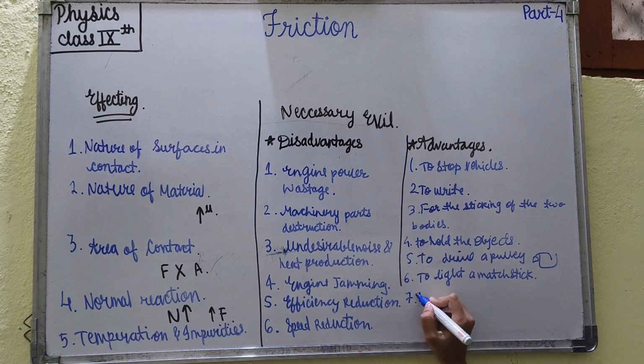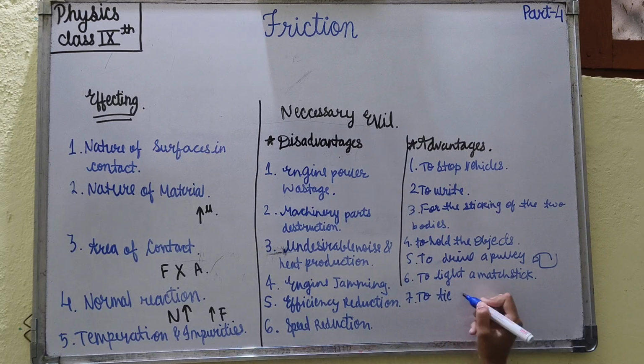Seventh is to tie a knot. Ropes and strings cannot be tied into knots to hold objects together if there is no friction.